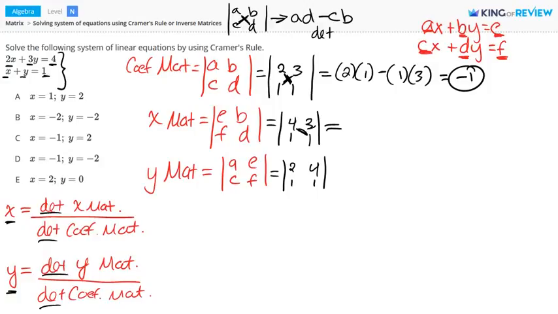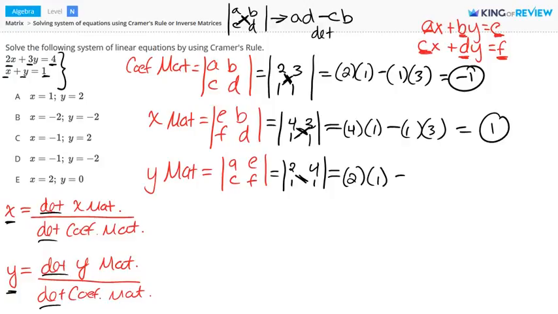Now let's find the determinant of the x matrix. We take the main diagonal here, so 4 times 1, and subtract the product of the entries in the other diagonal, 1 times 3. And this equals 1. And the y matrix, we'll take the main diagonal, 2 times 1, and subtract the product of the entries in the other diagonal, so 1 times 4. And this is equal to negative 2.